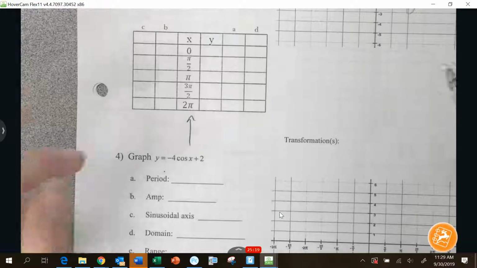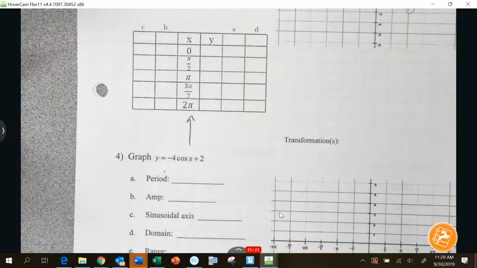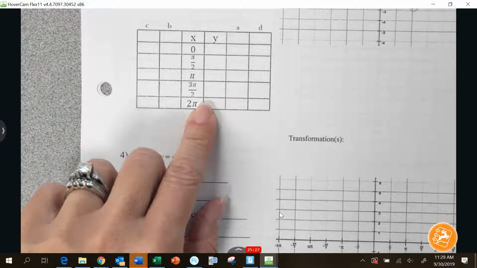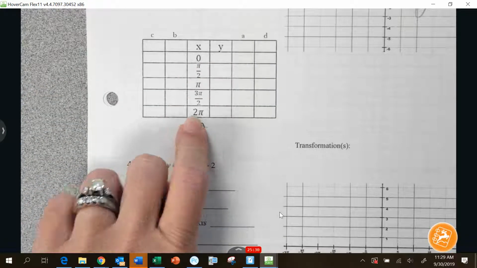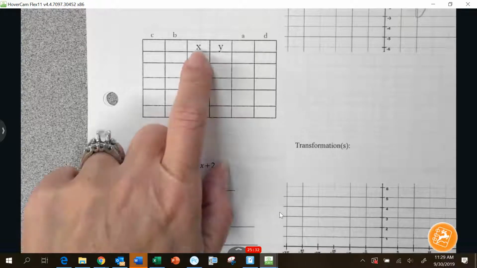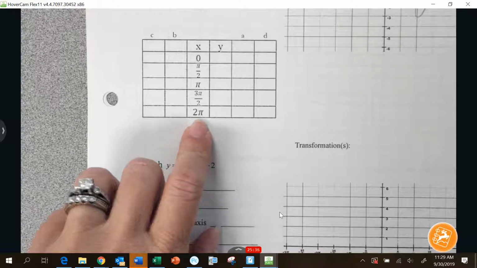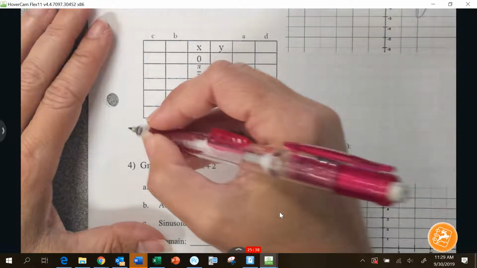All right. First thing that you want to do is just figure out, is it cosine or sine? Cosine. Then we have to fill in our values, and I will not always give you x values. I'm giving you them now because it's day 1. Eventually, you won't be given x values. But you're not given y values. You've got to figure this out.